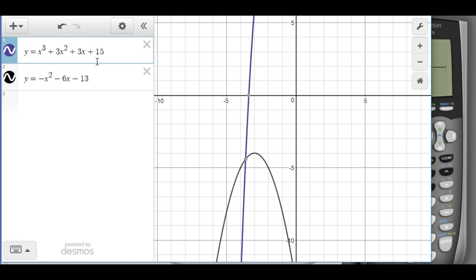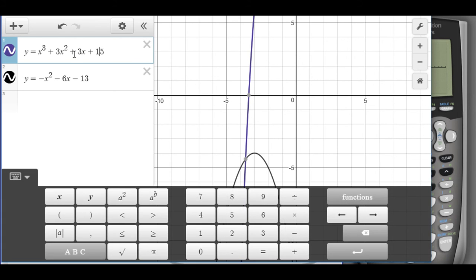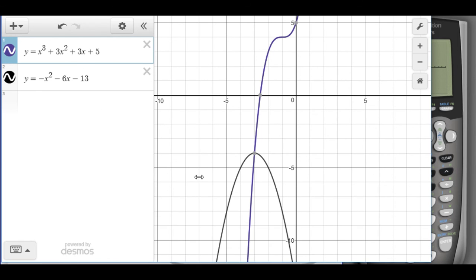But like I mentioned earlier, if you make a mistake, you can always go back to your equation and click anywhere within the equation and just hit the backspace. So now I have my correct system. I should have had x cubed plus 3x squared plus 3x plus 5. And now if I click on the graph and hover, my point of intersection matches my graphing calculator. Now I have negative 3, comma, negative 4.